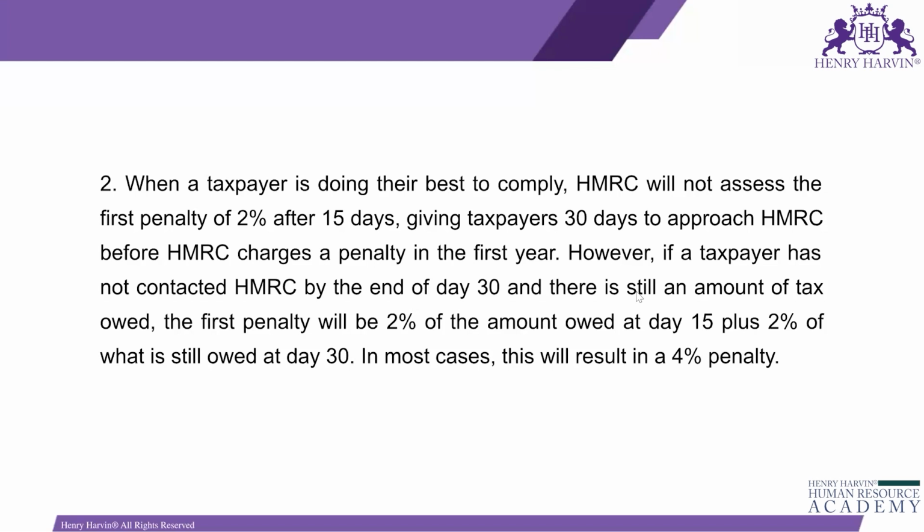Or if a taxpayer has not contacted HMRC by the end of day 30 and there is still an amount of tax owed, the first penalty of 2% of the amount owed at day 15 plus 2% of what is still owed at day 30, then they will charge 4%. Okay, so 2% they were not charging for 15 days, but if it is still pending till 30 days, they will charge 4% directly. In most cases this will result in a 4% penalty.